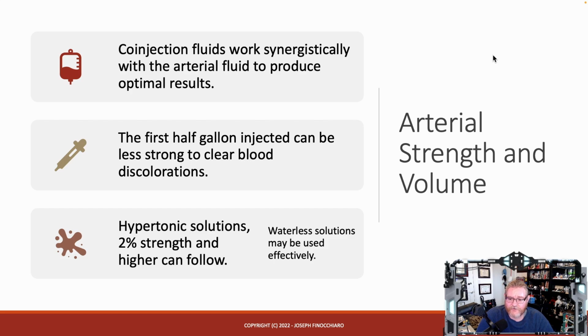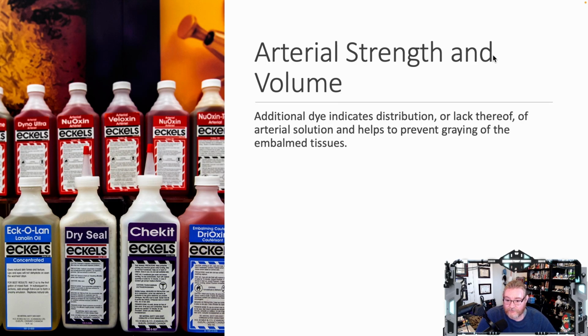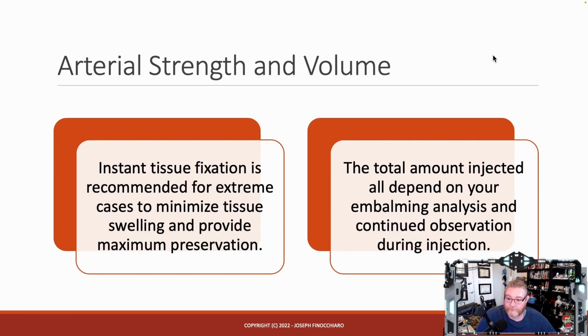The first half-gallon injected can be less strong to clear blood discolorations, and hypertonic solutions, 2% strength and higher, can follow. Waterless solutions may be used effectively. Additional dye indicates distribution or lack thereof of arterial solution and helps to prevent graying of the embalmed tissues. Instant tissue fixation is recommended for extreme cases to minimize tissue swelling and provide maximum preservation. The total amount injected all depends on your embalming analysis and continued observation during injection.